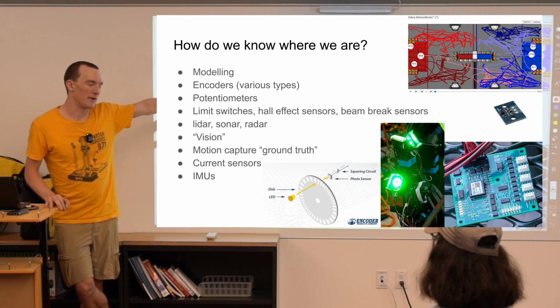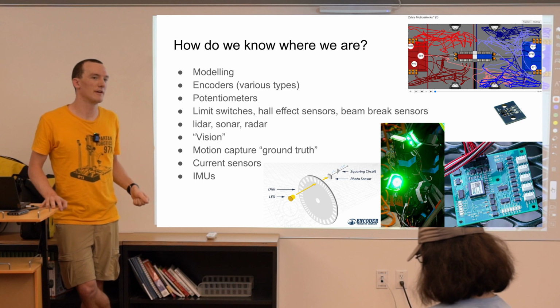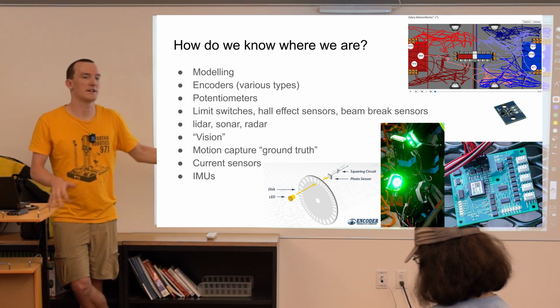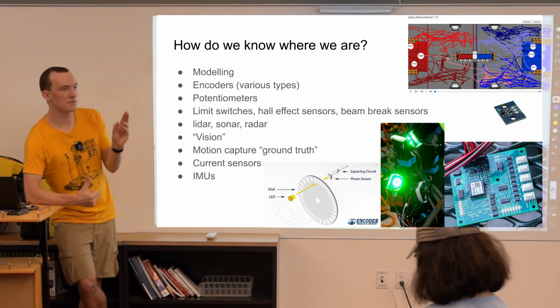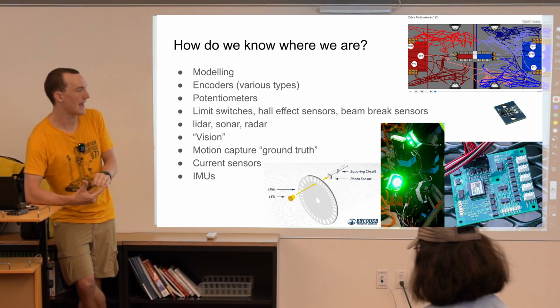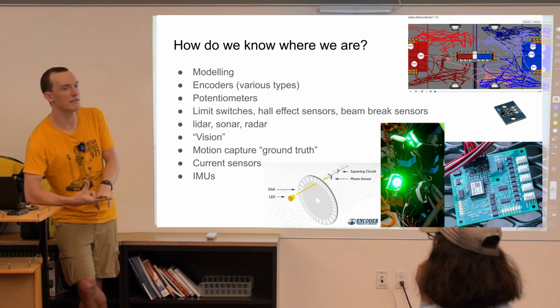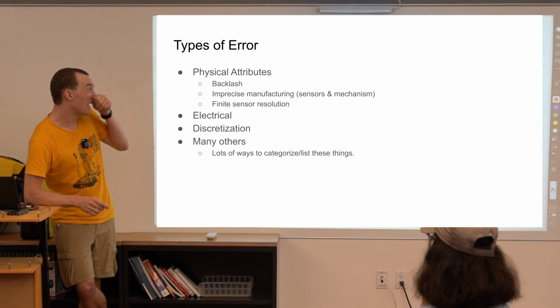All these sensors are imperfect. Nothing gives you the true state of the world. An encoder can be subject to the fact that you can't tell where you are in between transitions in the lights. You can have electrical noise on just about any of these sensors that can introduce issues.